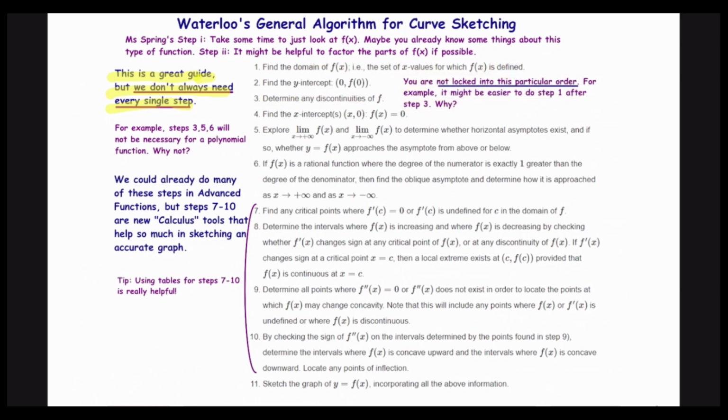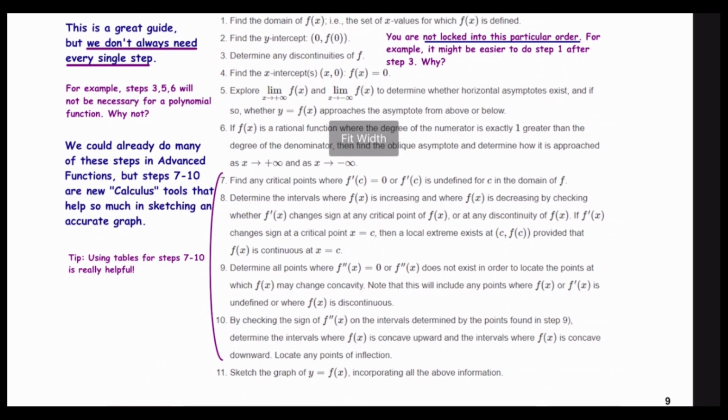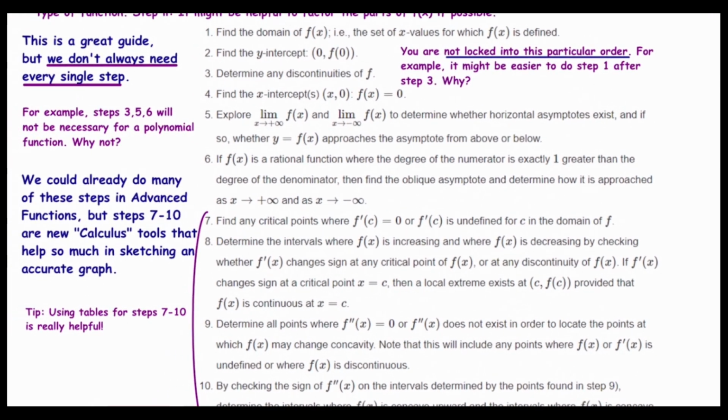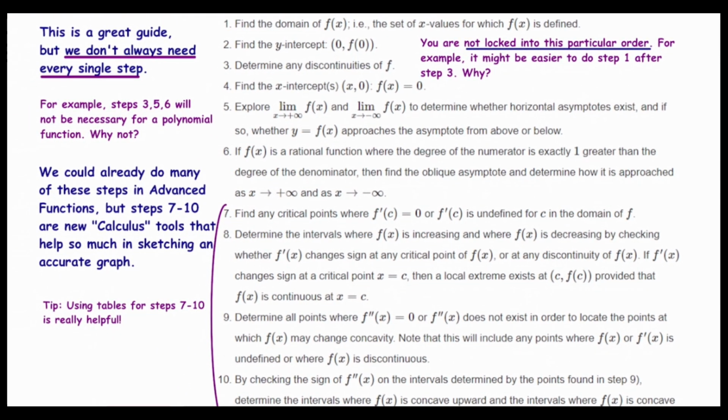But let's take a look at our steps one at a time and let's see what's going on here. Once again, these are just a guide. You don't have to do every single thing, but this is a good general process to figure out how to sketch our graph. First of all, 1, find the domain of f of x, i.e. the set of x values for which f of x is defined. So what are the x values that have matching y values? And I'll just highlight these as we go to kind of check them off. Step 2, find the y-intercept, so set x equal to 0, and find the associated y value.